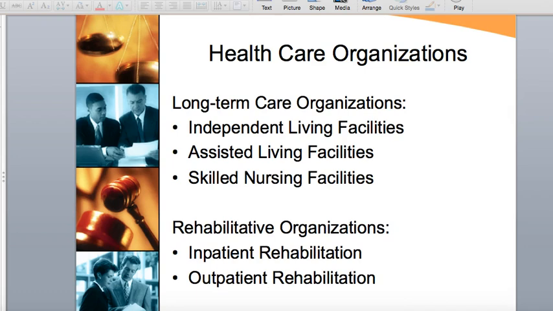You also have long-term care organizations, which include independent living facilities, assisted living facilities, and skilled nursing facilities. You also have rehabilitative organizations, which include inpatient rehab and outpatient rehab.